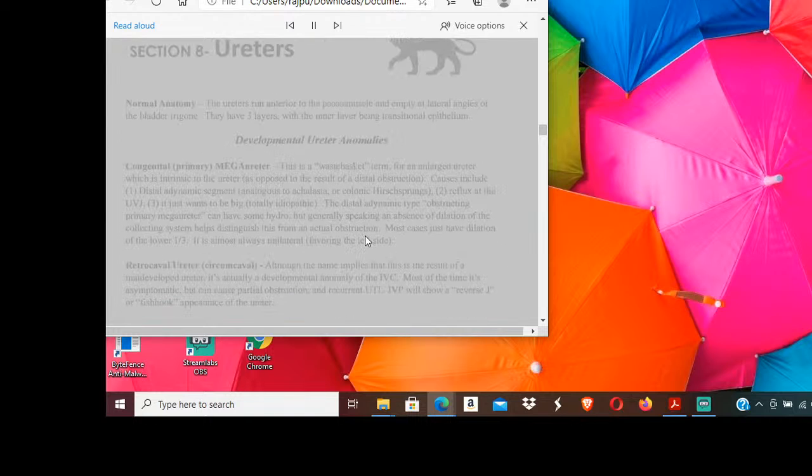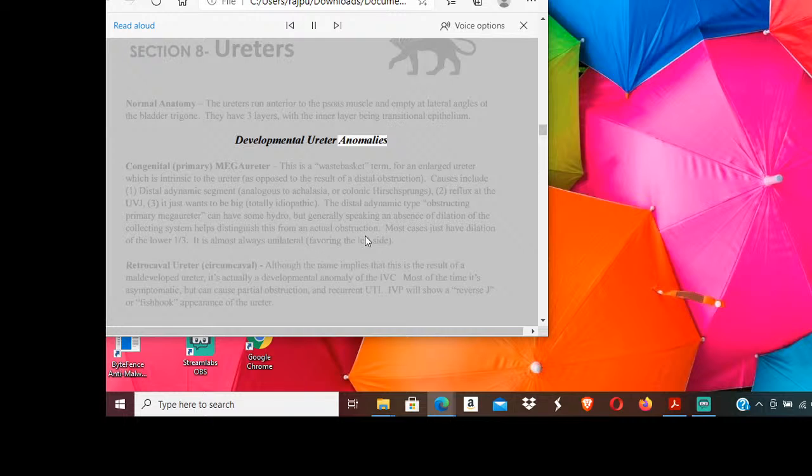Normal anatomy. The ureters run anterior to the psoas muscle and empty at the lateral angles of the bladder trigone. They have 3 layers, with the inner layer being transitional epithelium.